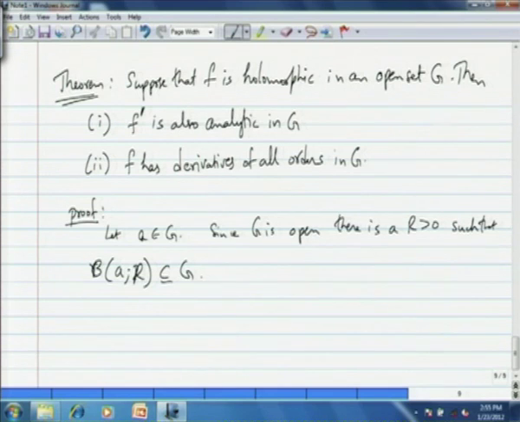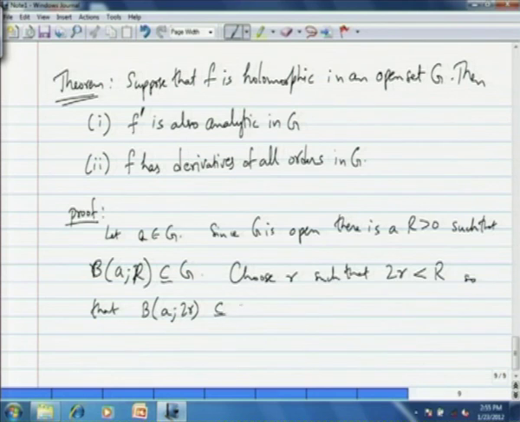So, choose little r such that 2 r is strictly less than capital R. So, that a ball of radius 2 r is contained in G.